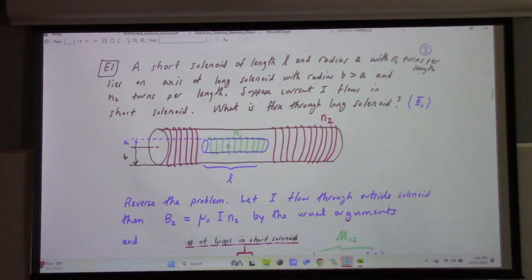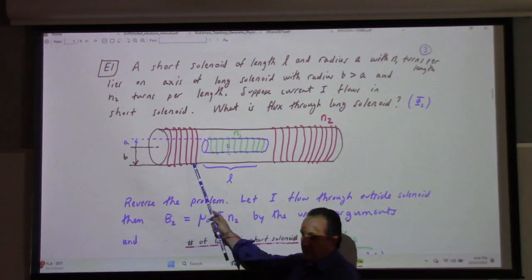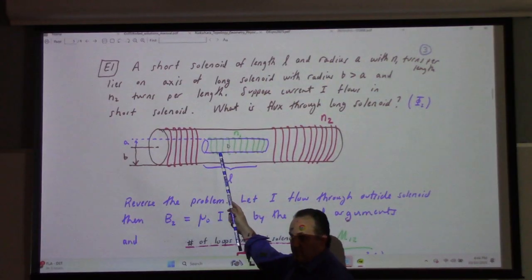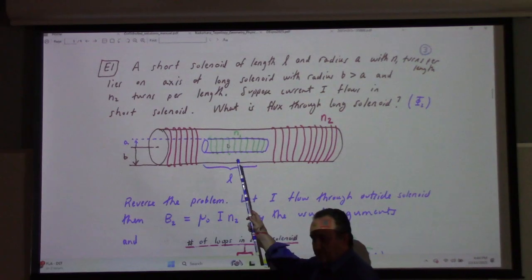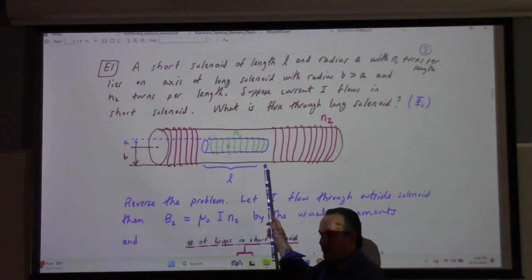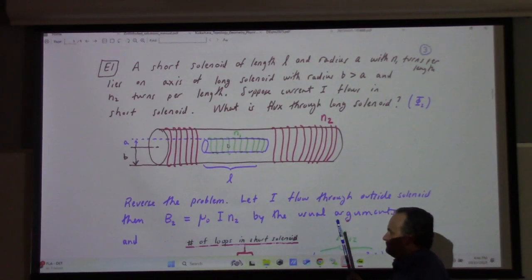But because of mutual inductance, we can flip the script and instead imagine current flowing through the long solenoid and figure out what's the flux through the short solenoid. And that will define the mutual inductance. Now that's easy because if we have a current flowing through the long solenoid, it's very, very long, we don't face the issue of the fringing field. We can just calculate the flux directly.